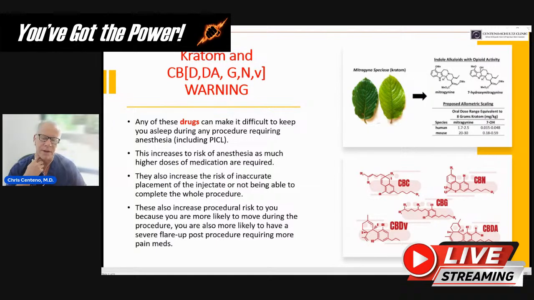We were going to do an anterior neck ALL, but the patient was moving around too much for it to be safe, so we had to take that off. And only after the fact did we understand that this patient had been taking Kratom.